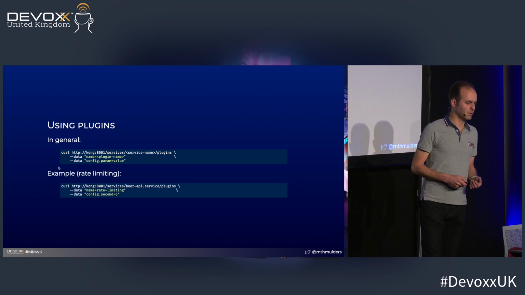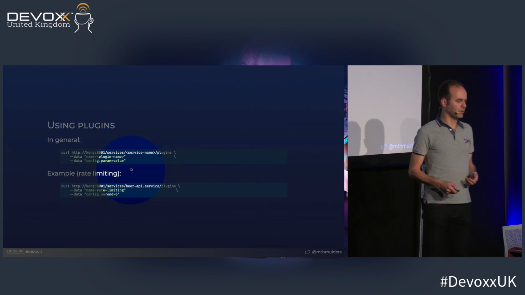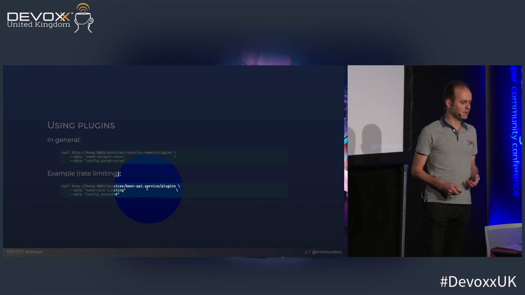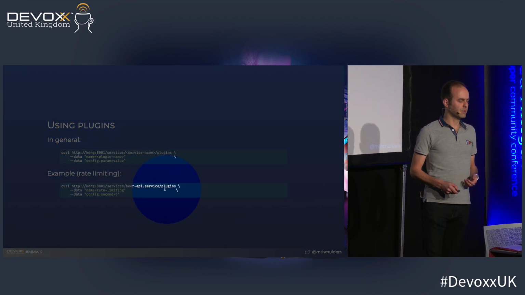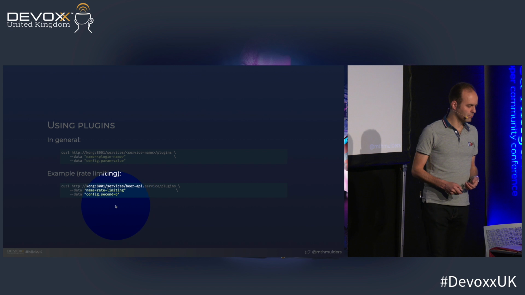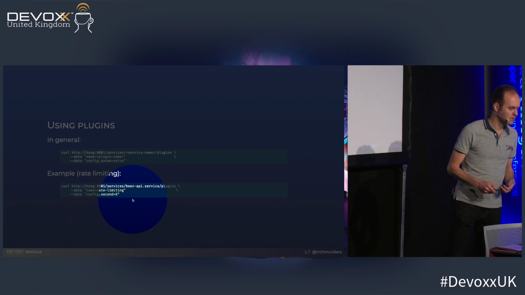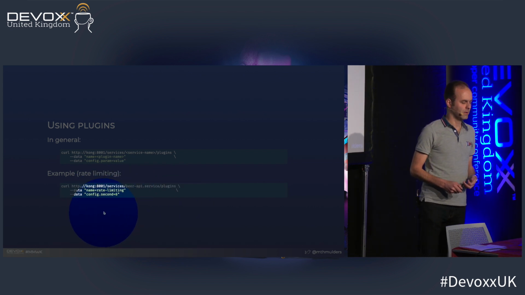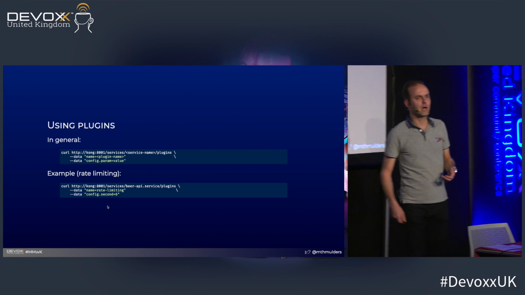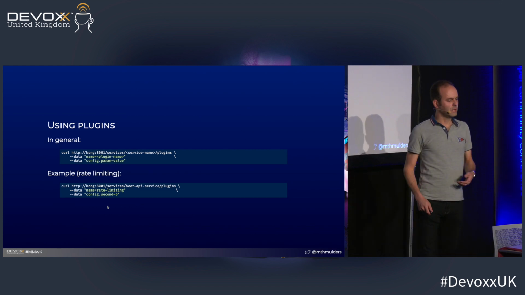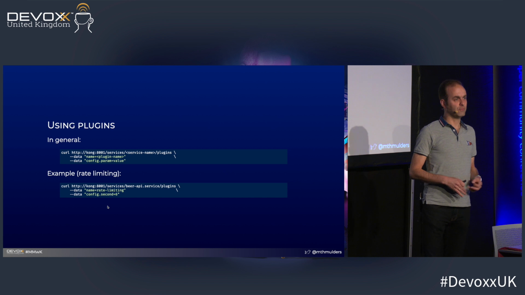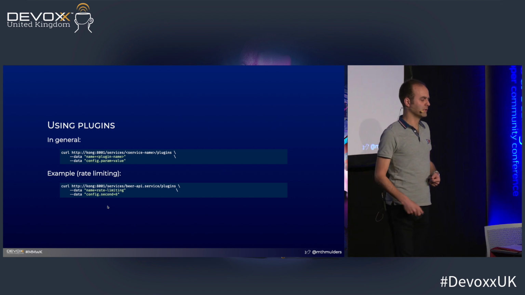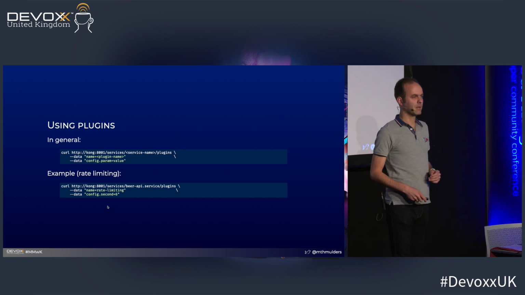So, for example, if I would like to employ rate limiting on the beer API, I could say, okay, give me the beer API service, invoke the plugins endpoint. I want to enable the rate limiting plugin, and I want to limit it to, what does it say, six invocations per second, or 10 per hour, whatever. That's up to you, of course. And using CURL, for example, but could be any HTTP client, you can enable a plugin.